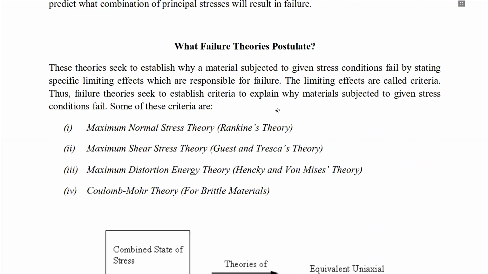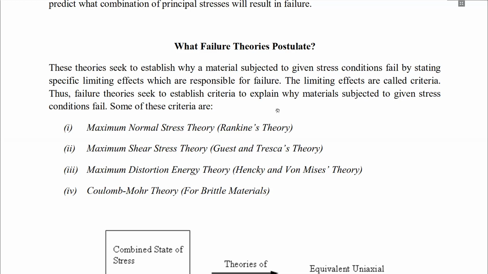What does this failure theory seek to postulate? This theory seeks to establish why a material subjected to given stress conditions fails, by stating specific limiting effects which are responsible for failure. The limiting effects are called criteria. So a failure theory seeks to establish criteria to explain why materials subjected to given conditions fail. Some of these criteria are the maximum normal stress.